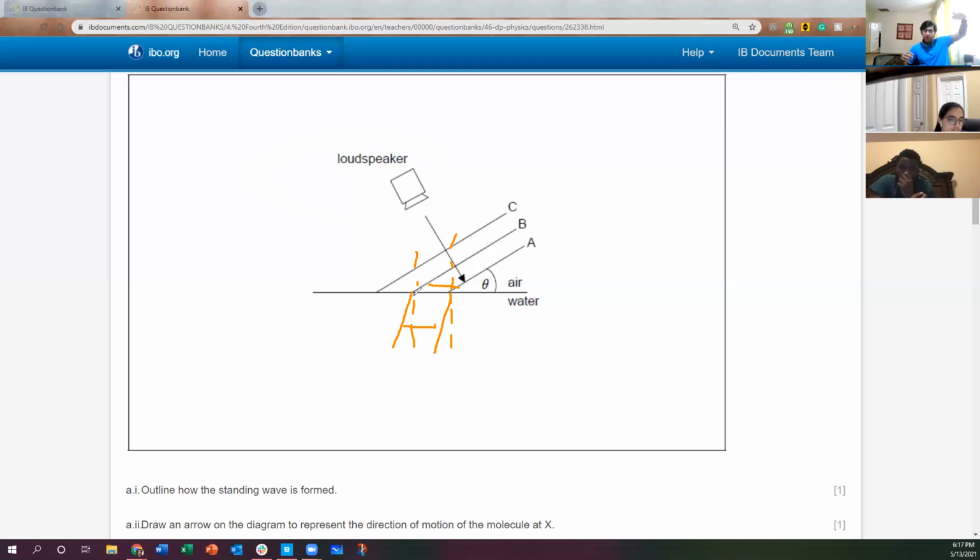Because when you're going from this slower medium into a faster medium, the first wavefront is going to turn more than the second wavefront, which is going to turn more than the third, and so on and so on. It's kind of like a cascading effect. So I would draw it maybe something like this, like that. Maybe a little bit more like that. Yeah, I don't know. Let's look at the mark scheme and see how they do it.